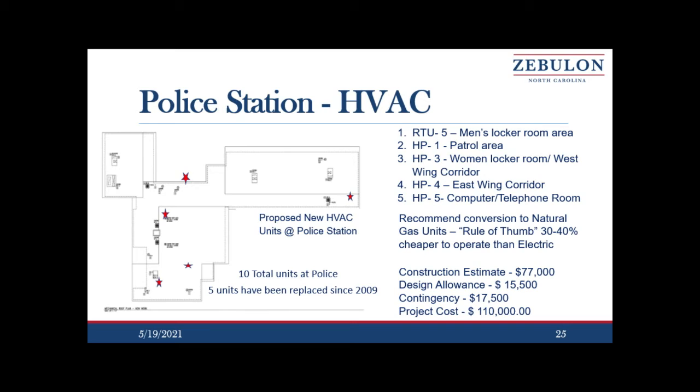One of the things we are going to do to try to improve efficiency of these units is transition to gas. We have gas on Church Street, and the rule of thumb is that gas will save you 30 to 40% over electricity. So we think this is a good recommended investment long term. As we go past these five units, knowing there are five more, we're going to size the line appropriately so that when we go to a change out, it's just a matter of making that connection. We don't have to go back and upsize a distribution line through the facility. The construction estimate is $77,000, design allowance $15,500, contingency at 20% due to the uncertainty in the market, with a total project cost of $110,000.